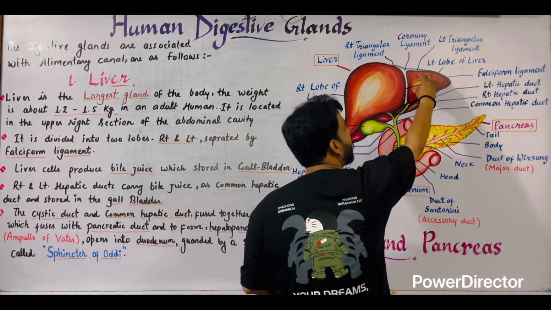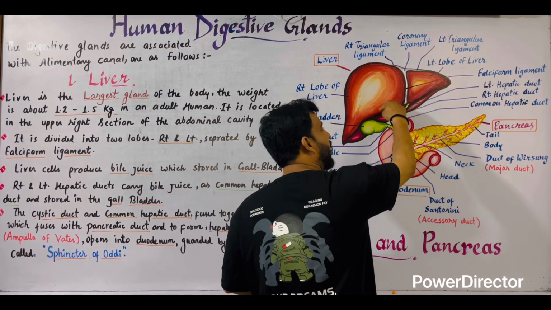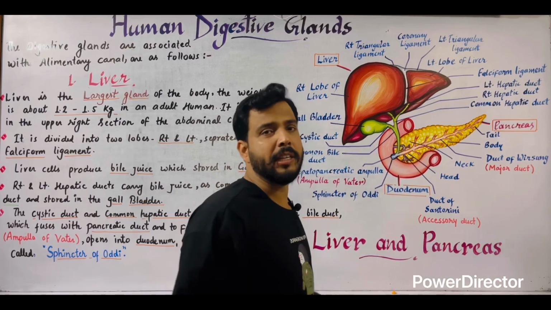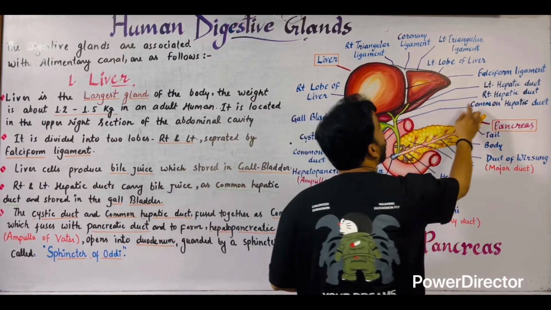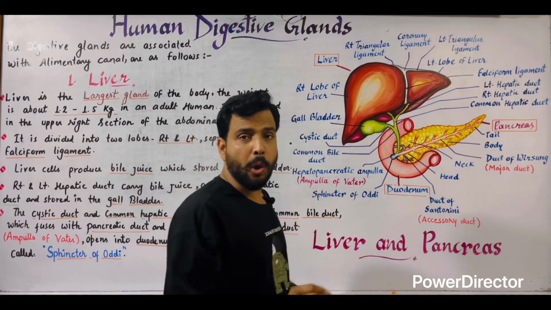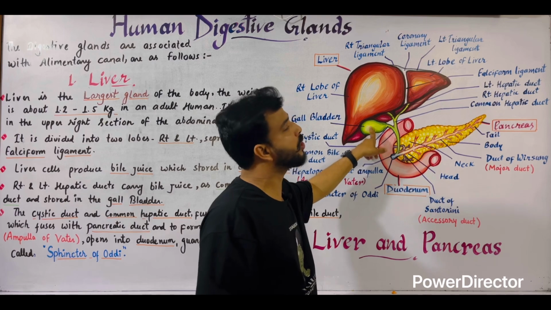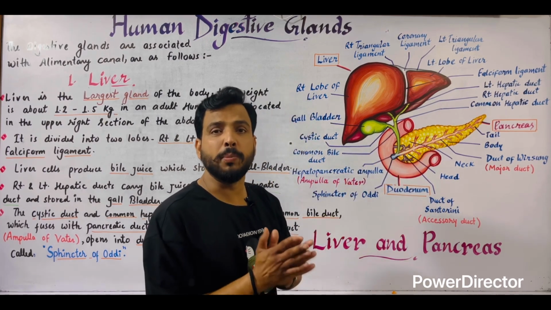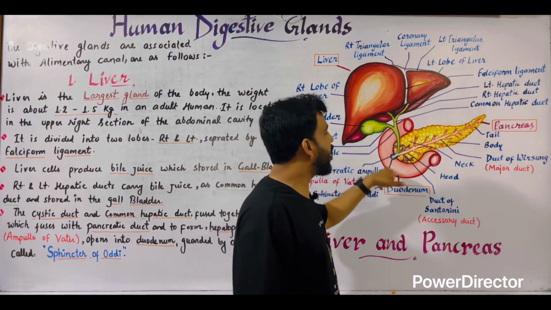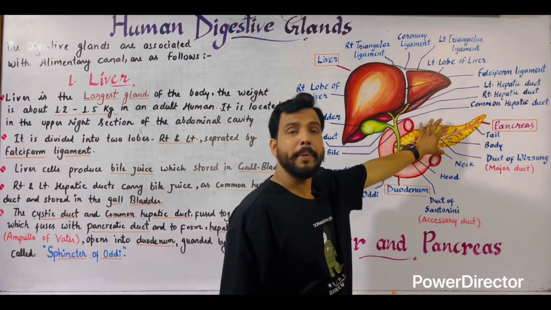From the left lobe, the left hepatic duct arises. From the right lobe, the right hepatic duct arises. Both carry the digestive juice, that is bile juice, and fuse together to form a common hepatic duct. This common hepatic duct carries the bile juice into the gallbladder, where it is stored. When the body requires bile juice in the small intestine, this is the initial part of the small intestine, known as the duodenum, and this is the pancreas.